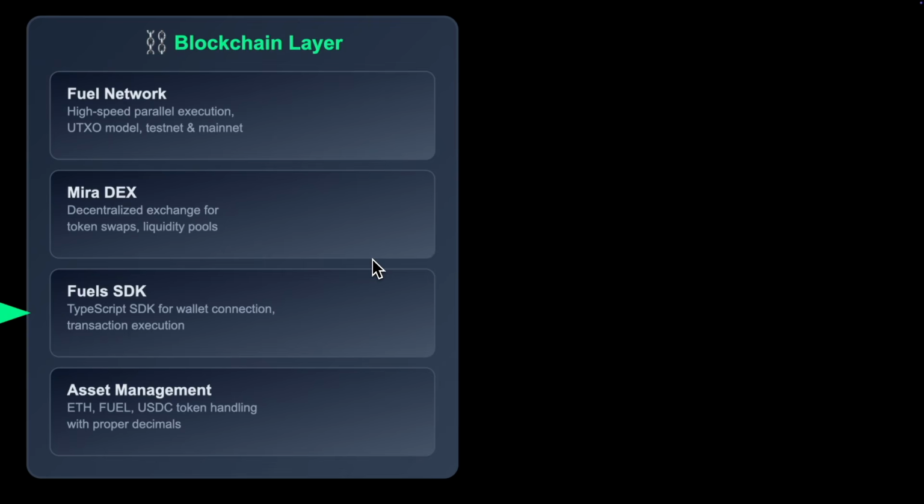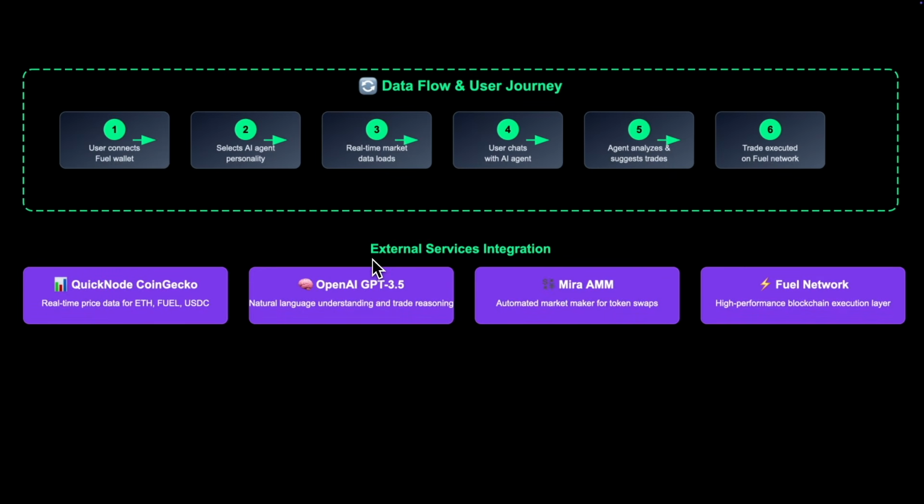The data flow, or the user journey, of the app will look something like this: a user would connect their wallet, select an AI agent personality, see the real-time market data, chat with the AI agents, analyze the trades suggested by the agent, and then execute the trade. The app will use 4 major tools. First one is QuickNode's CoinGecko API from the QuickNode marketplace, which will get us real-time ETH, Fuel, and USDC prices. We will use the OpenAI API to get access to OpenAI's GPT 3.5 model.